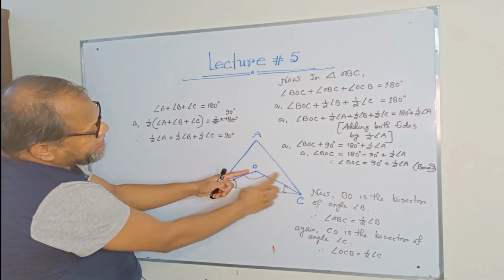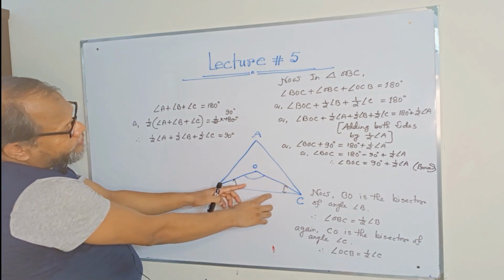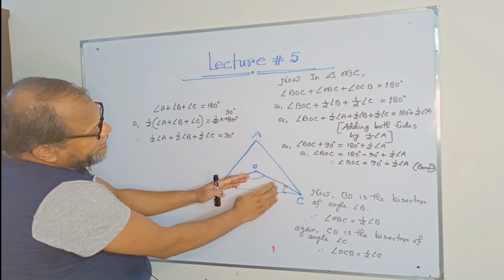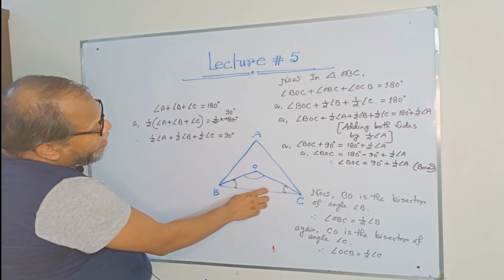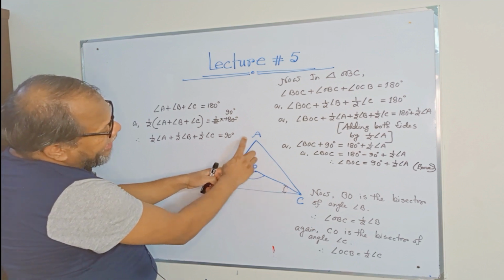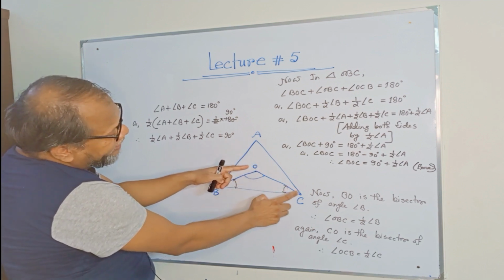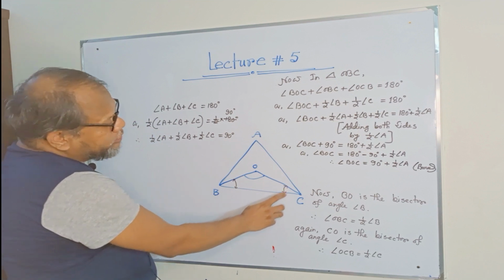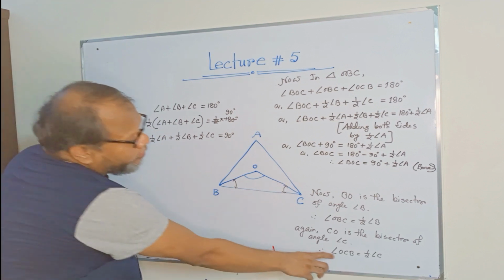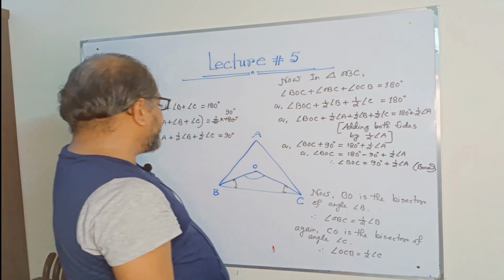Again, CO is the bisector of angle C. So CO straight line divides angle C into two equal parts. One is OCA, another one is OCB. So OCB is equal to half of C.